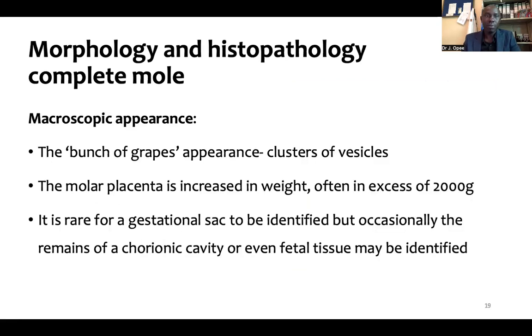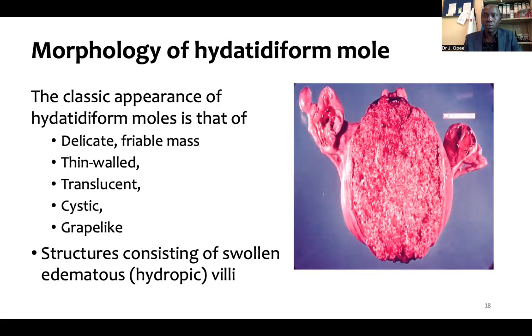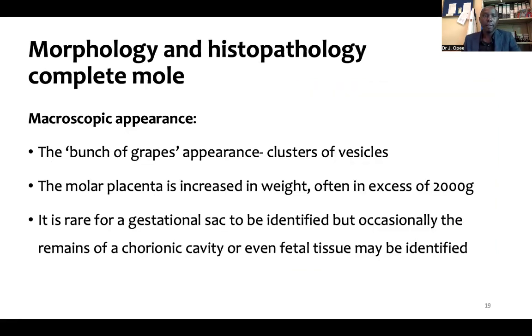So this is what it means in the morphology. When you do the evacuation, you automatically see some of these things easily. I told you we may not necessarily stop there, but these pathologists will give us their findings. They may report, even you can see macroscopically, a bunch of grapes with the appearance of clusters of vesicles. And you can then be able to see some fetal tissues.